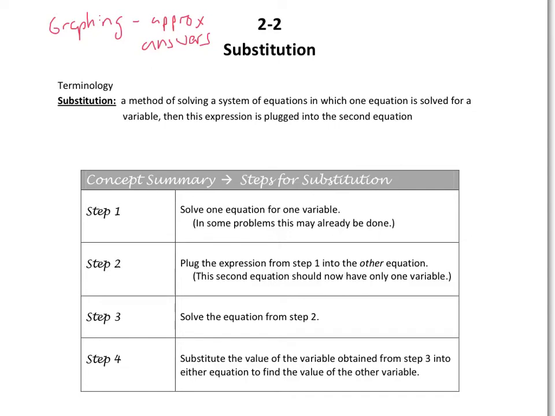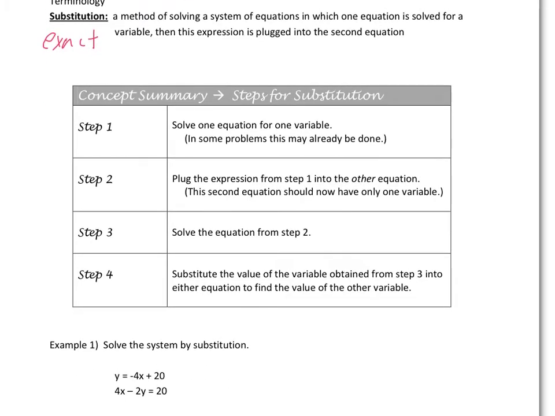Substitution is a way that we can get an exact answer. So a very good way to get the exact point of intersection. Now there are steps to do this method, and the most important is to know whether or not it's ready or not. Is the system of equations ready for substitution? And the way you decide that is to say, is one equation solved for one variable?